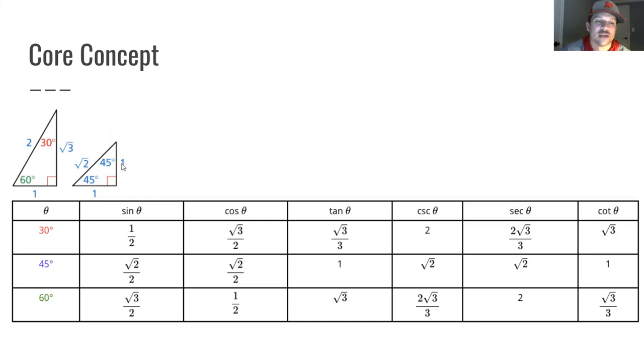Same thing with the 45, 45, 90. So 45, 45, 90 is an isosceles because your base angles are congruent, which means your legs are congruent. So you can use Pythagorean's theorem. 1 squared plus 1 squared is 2, and then you take the square root of 2, and that's why you get your hypotenuse of square root of 2.